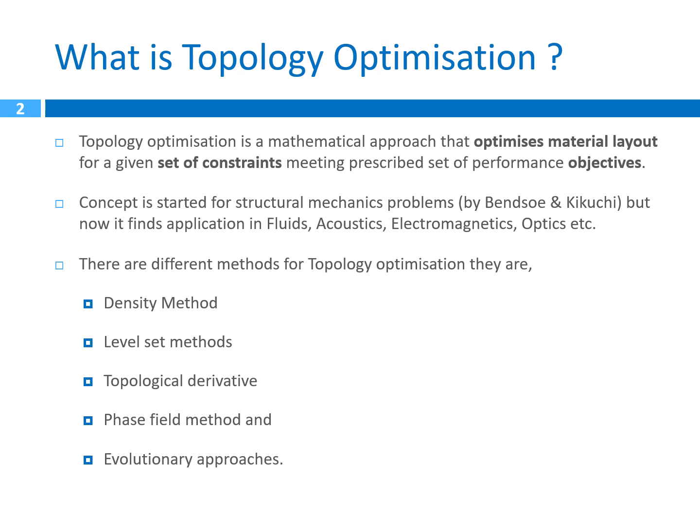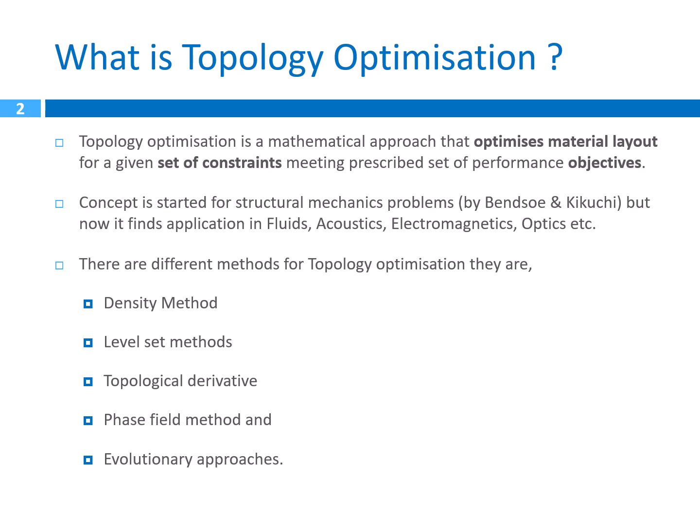What is topology optimization? Topology optimization is a mathematical approach, or a technique, which optimizes the material layout for a given set of constraints and to meet certain performance objectives. This concept was initially started by Bendsoe and Kikuchi for structural mechanics problems, but now it finds application in various fields, including fluids, acoustics, electromagnetics, optics, and so on.